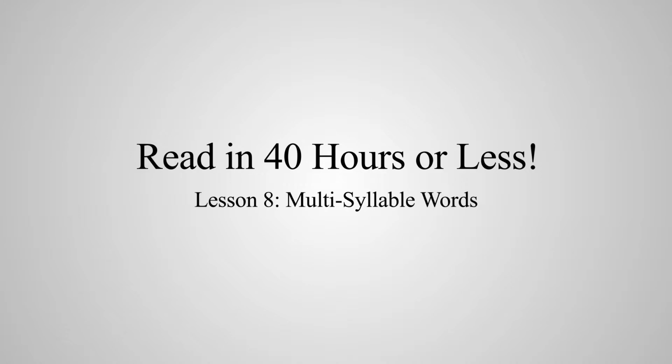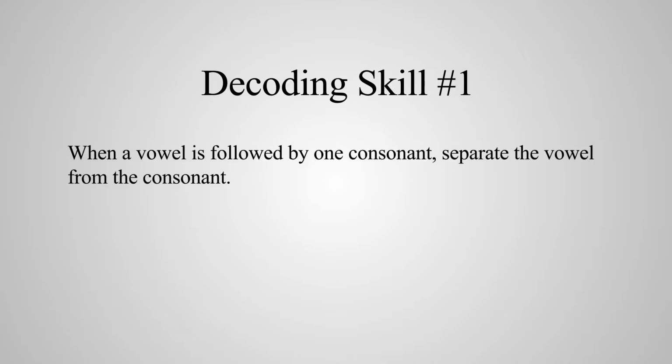But for now, decoding skill number 1. When you learn this, you'll know 50% of all the words. And then we get to part 2, and then you'll know 100% of the English-based words. Are you ready? Okay, here we go. Decoding skill number 1. When a vowel is followed by one consonant, the rule says, separate the vowel from the consonant. I'll go over each of these steps with you.